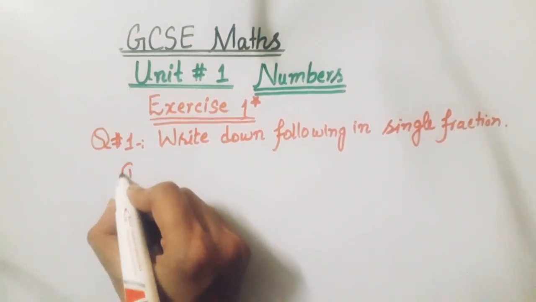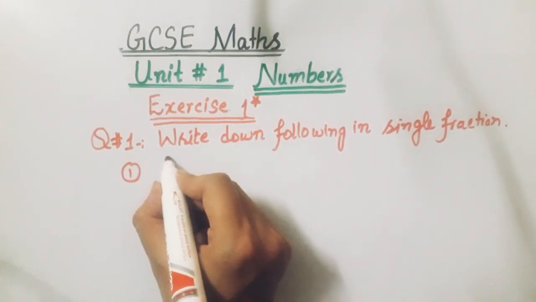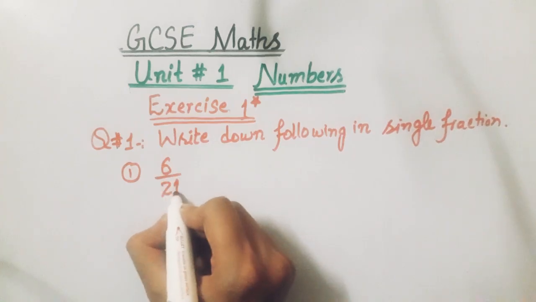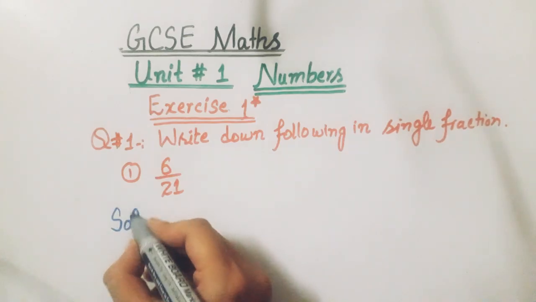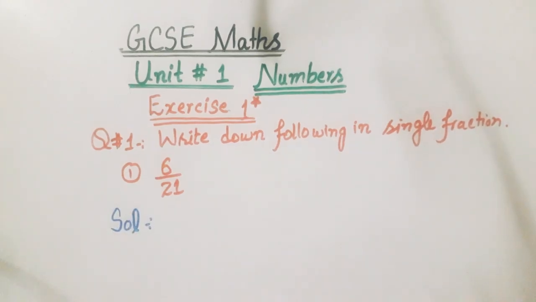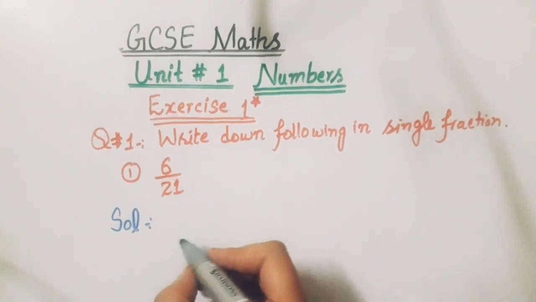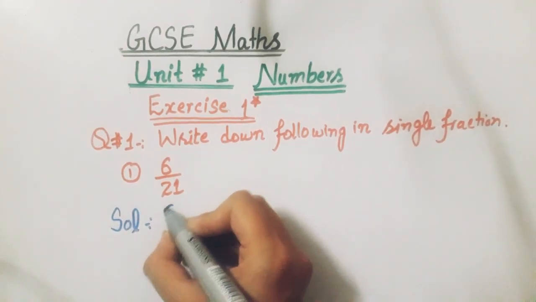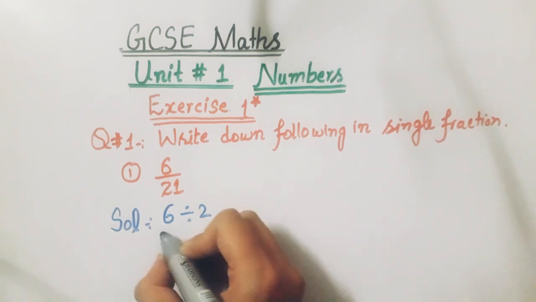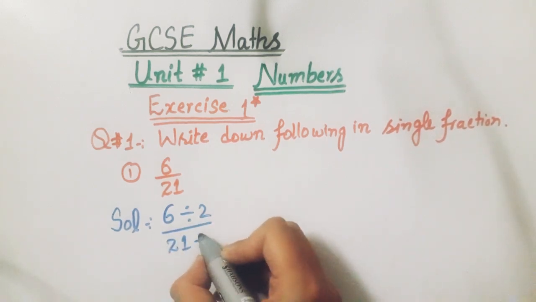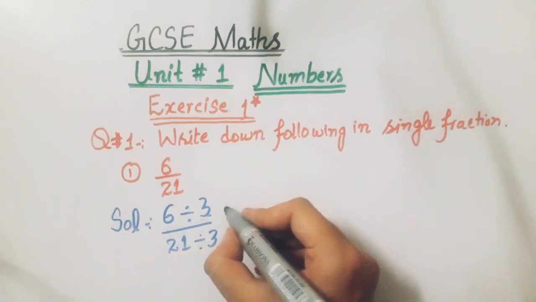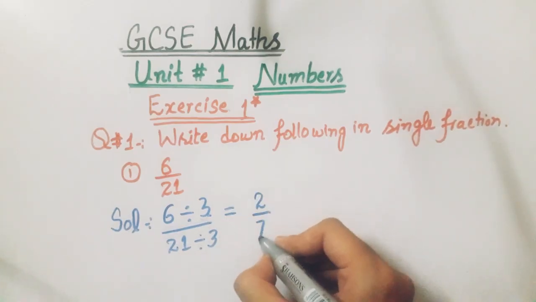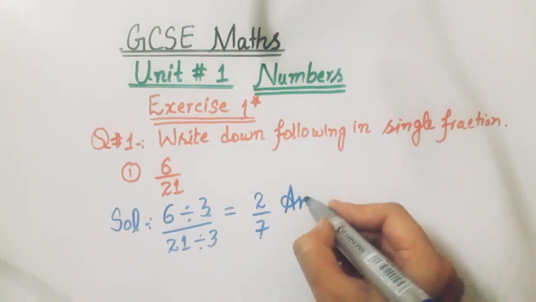So the first part is 6/21. We will solve this in a very easy and simple way: the numerator and denominator are both divided by the same number. So 6 is divided by 3 and 21 is also divided by 3. So we will get 2 by 7. This will be the answer.